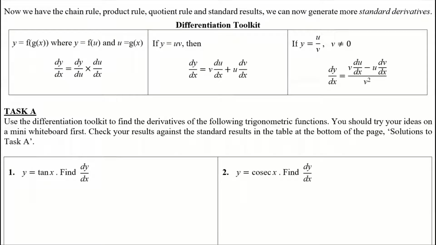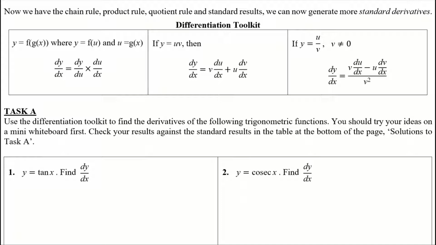Right, so now we've met the chain rule, the product rule, and the quotient rule, plus all the standard results that we've derived from them. Let's take a step back and have a look at what we've covered so far. So we've got the chain rule in the left-hand box, the product rule in the middle box, and the quotient rule in the right-hand box.